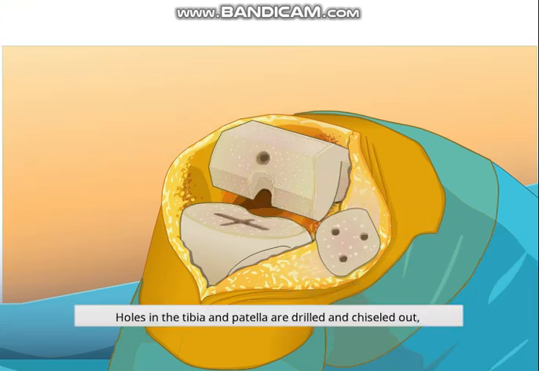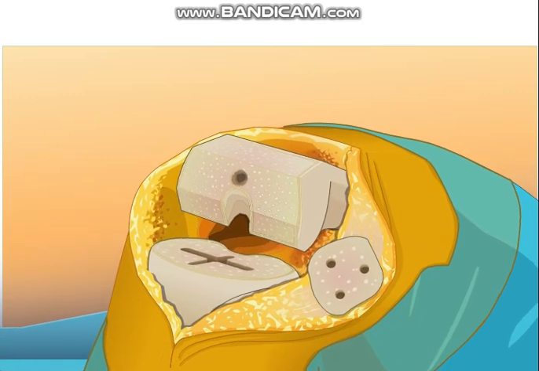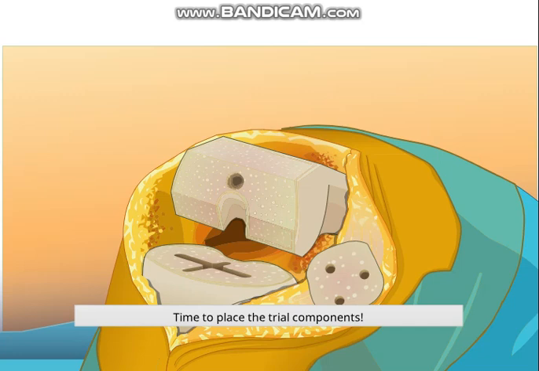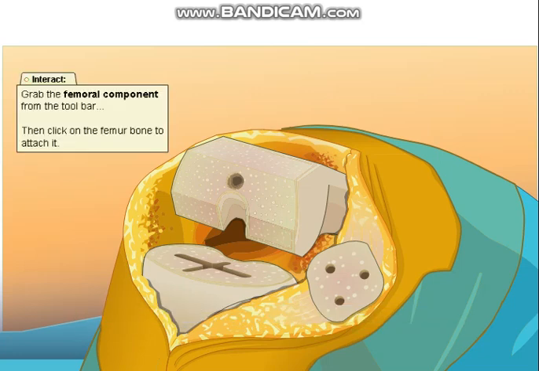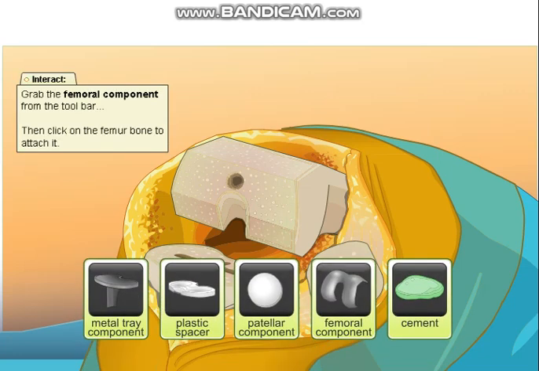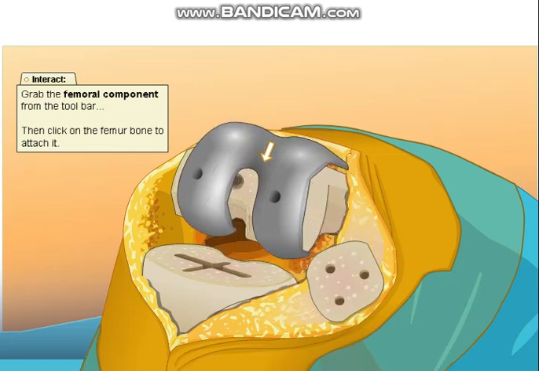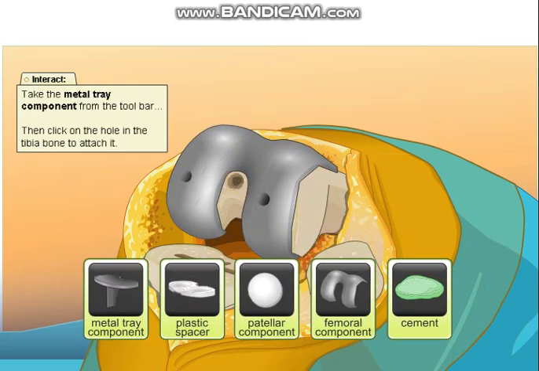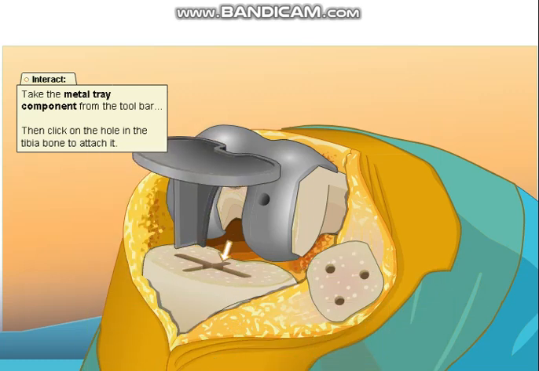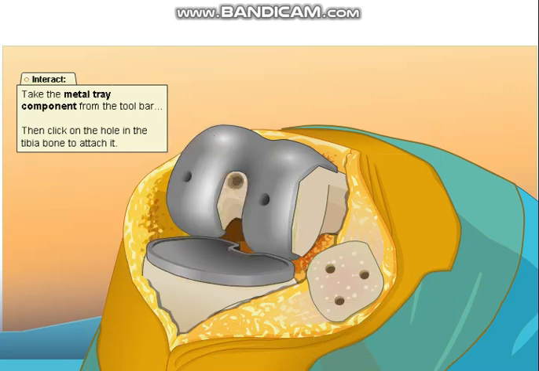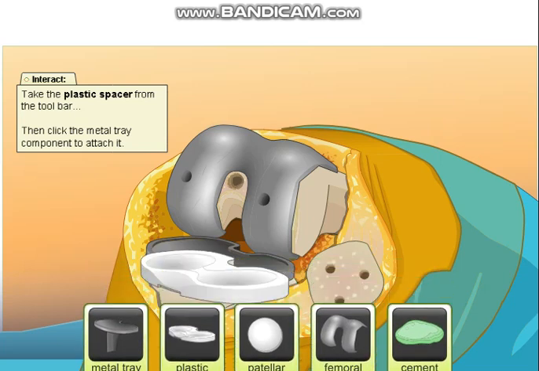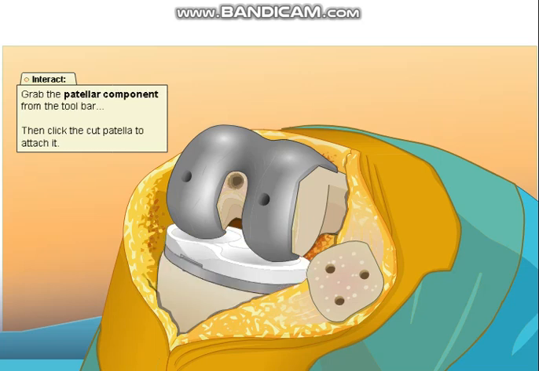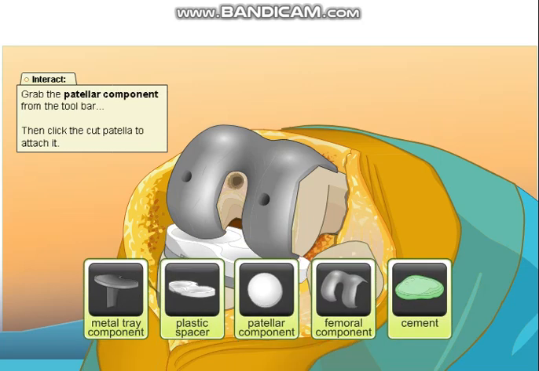Holes in the tibia and patella are drilled and chiseled out, which will enable the new components to attach properly. Time to place the trial components. First, attach the femoral trial component. Attach the metal tray trial component to the tibia. Insert the plastic trial spacer into the metal tray component. Lastly, attach the patellar trial component.